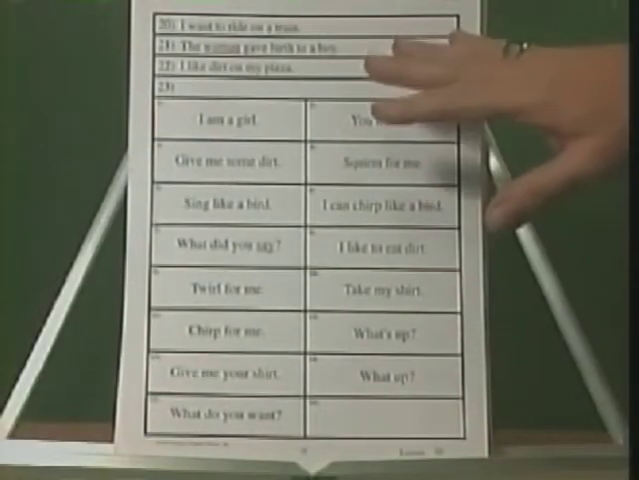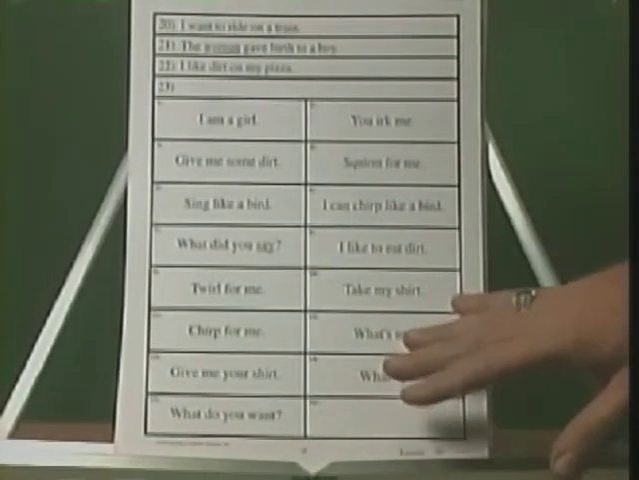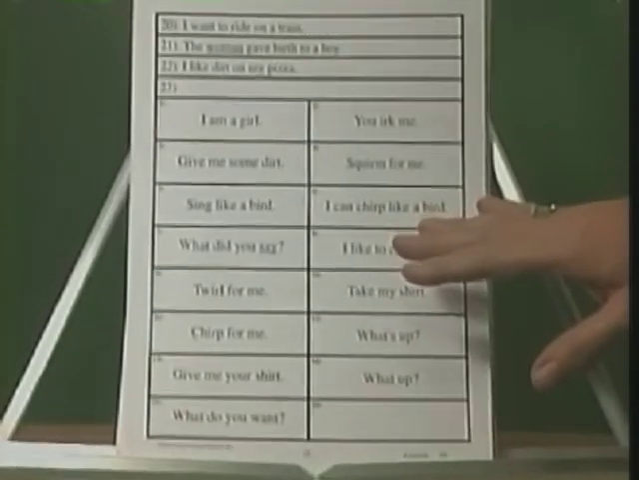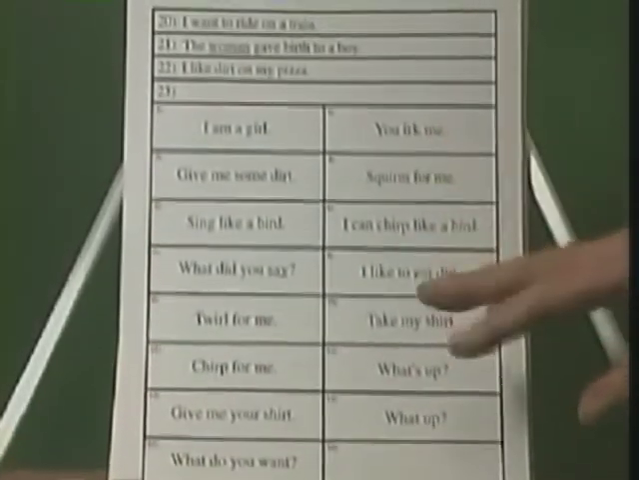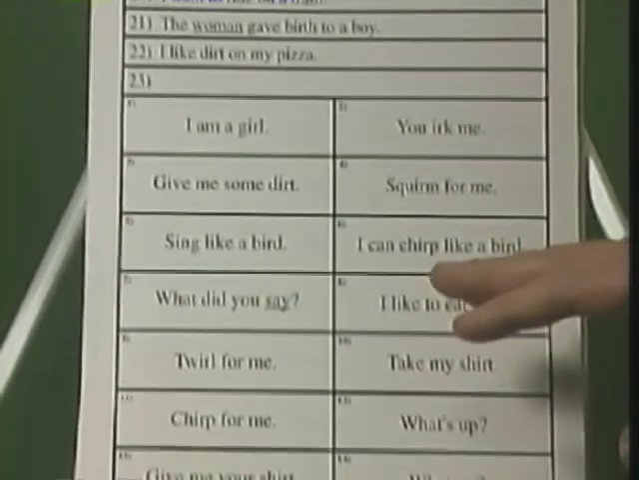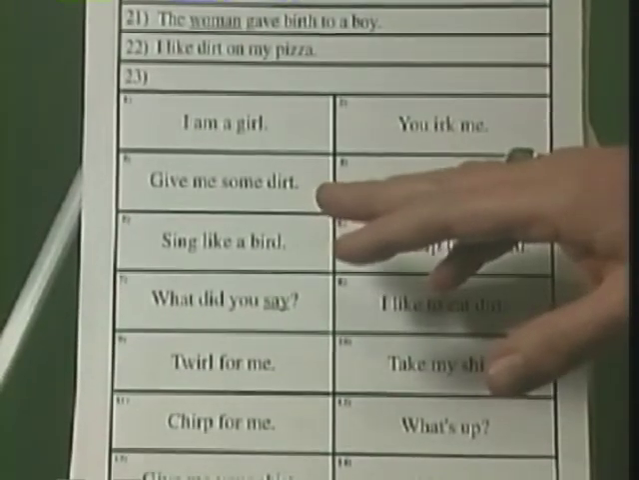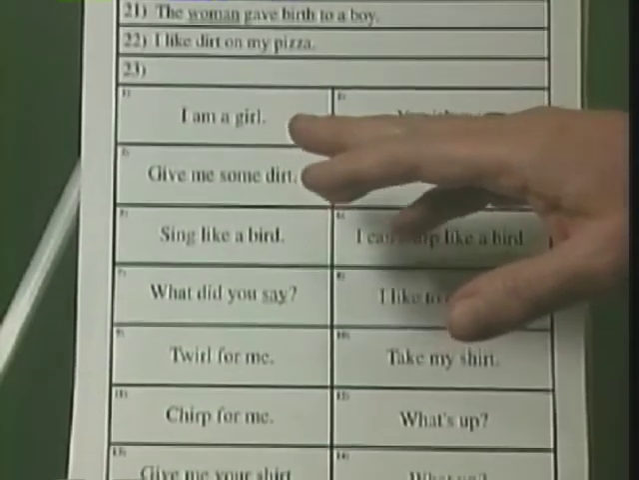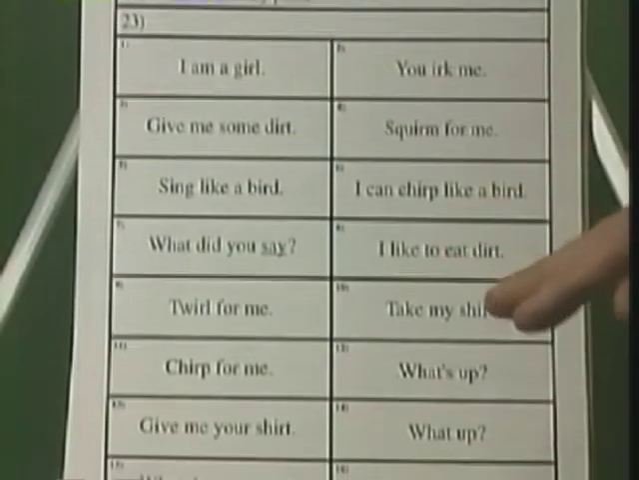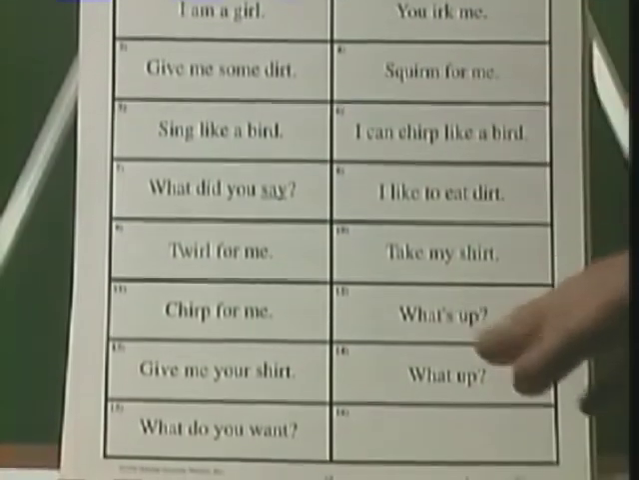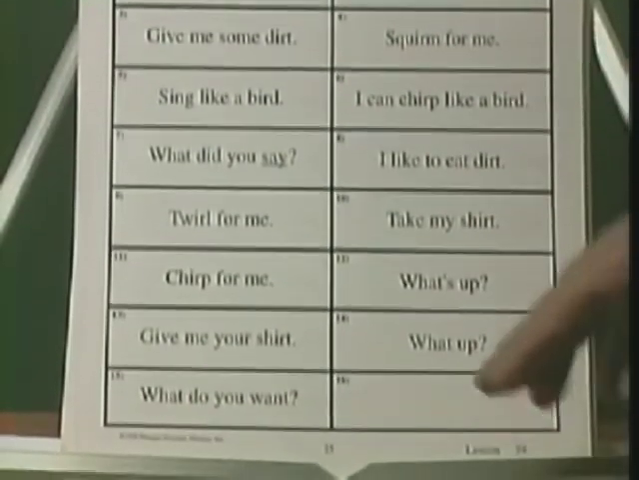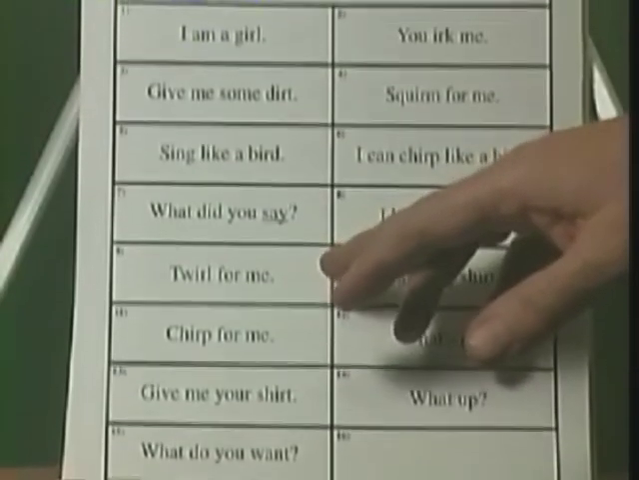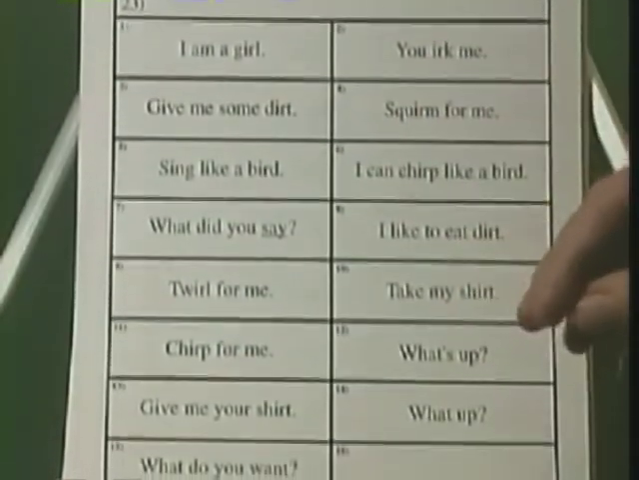Now these sentences, which are in these bigger boxes here, which are in almost every lesson, are a lot of times where the silliness is and the play acting stuff comes from. Give me some dirt, I'll give somebody some dirt that day. I am a girl. It's pretty funny if you're a boy reading that. And there's various other things on here. What's up? Chirp for me, twirl for me. So it's very action-oriented things you can do, and this is one of the earlier lessons.